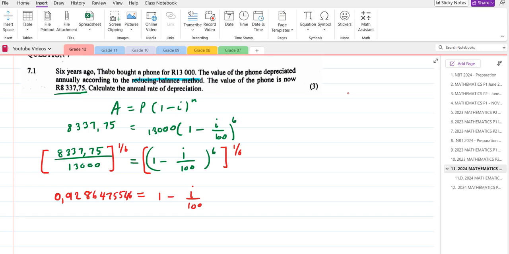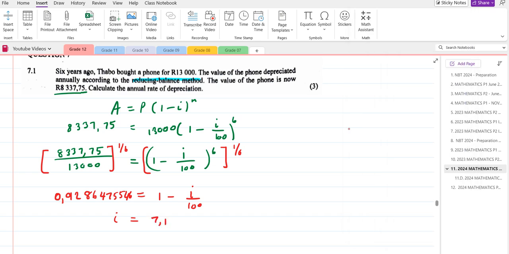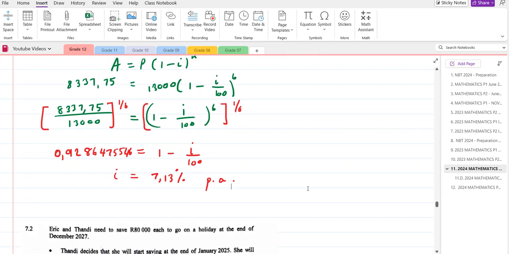Right, so now I'm going to take this answer over and multiply by 100. So i is equal to 1 minus all of this answer and multiply by 100. So I can just do it in my calculator. 1 minus the answer and then multiply by 100. So I've got 7.13% per annum. Okay, 7.13% per annum. I hope you guys understood that, right?